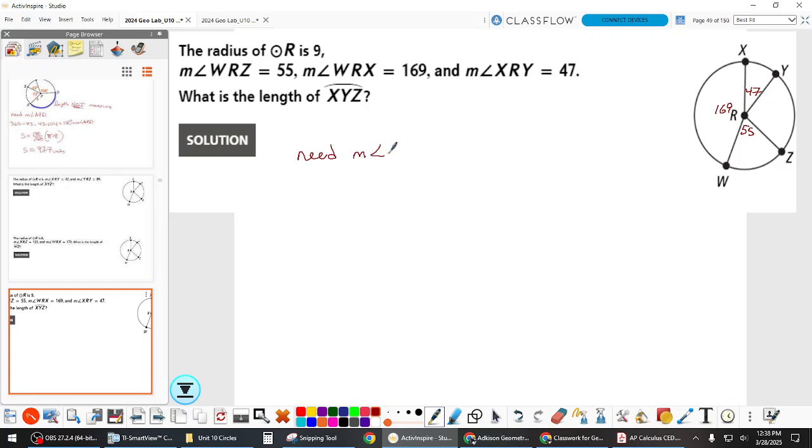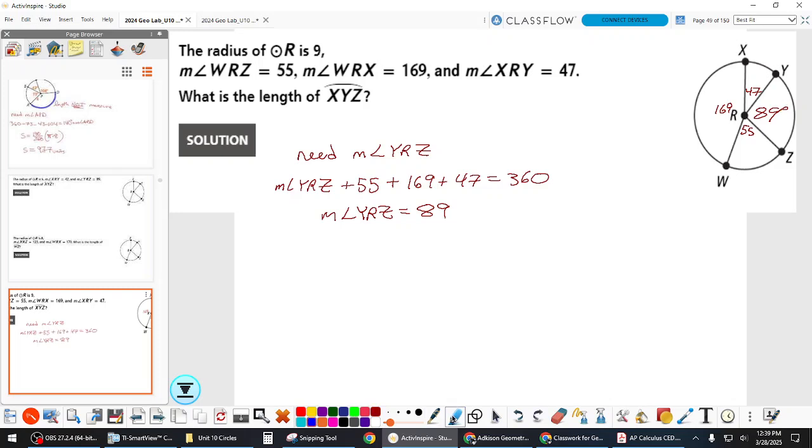Okay. So we need the measure of angle YRZ. Here's what Bailey said. So add all the angles to 360. Then what? Just solve. What'd you get? I got x equals 89. Everybody good on that? Okay. And we needed that Y. Yeah, we're looking for this arc. We only had 47, so we needed the rest of it.